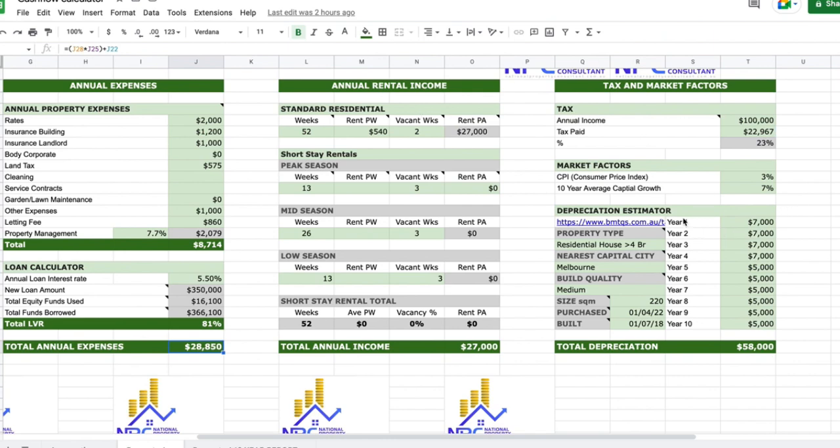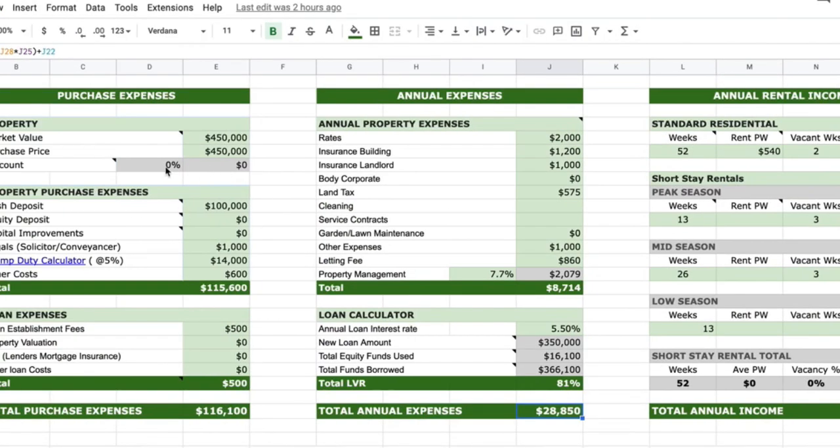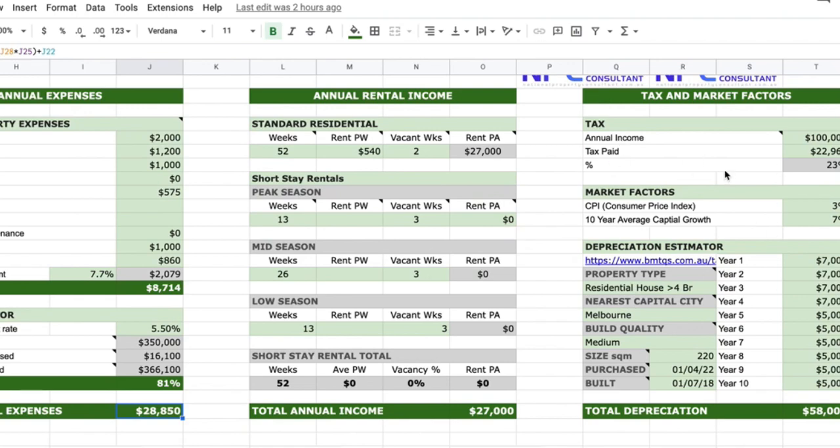This property in this case was built, I think, in 2006, and based on this calculator, the depreciation that came out is about 7,000 for the first 4 years, and then about 5,000 from year 5 to year 10. So that gives us a total depreciation of 58,000, and we'll see how the depreciation affects the cash flow. So here we have the total capex, the operational expenses, the income, and some other factors which will affect our cash flow.